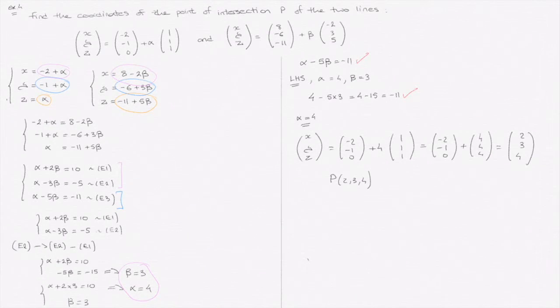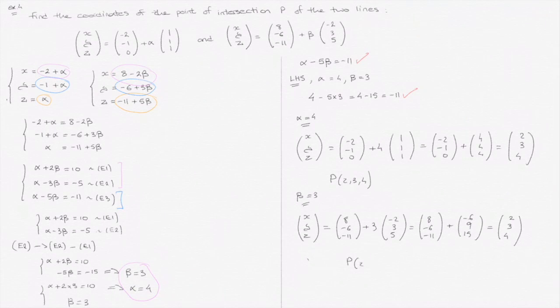And you can go ahead and try for yourselves. If you replace, not alpha, but beta by 3 inside the second line equation, you'll find the same answer. And in fact, let's go ahead and do it. We should have (x, y, z) equals (8, -6, -11) plus 3 times the direction vector (-2, 3, 5), leading us to (8, -6, -11) plus (-6, 9, 15). And we quickly see that this is the same point, (2, 3, 4). So indeed, the point of intersection of these two lines is the point P with coordinates (2, 3, 4). And there we go.